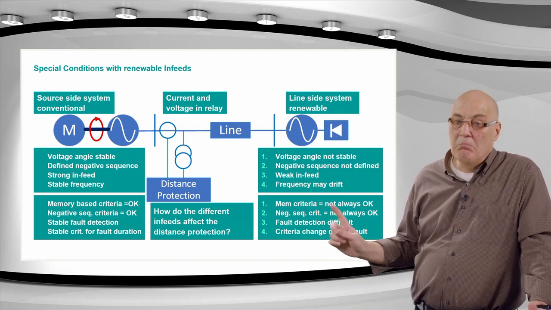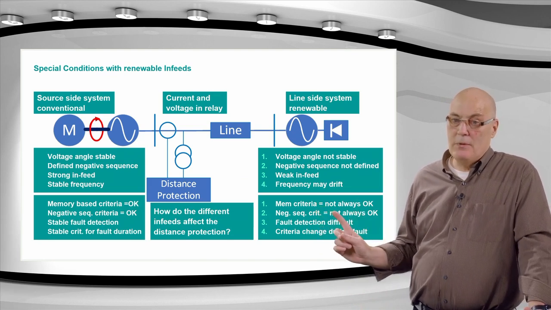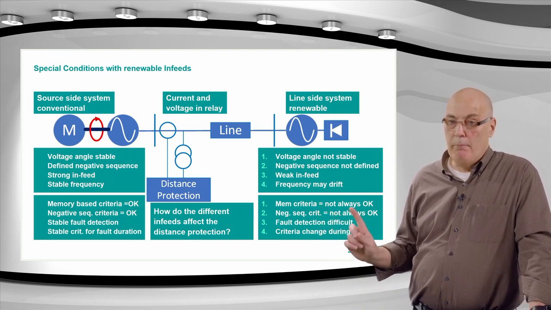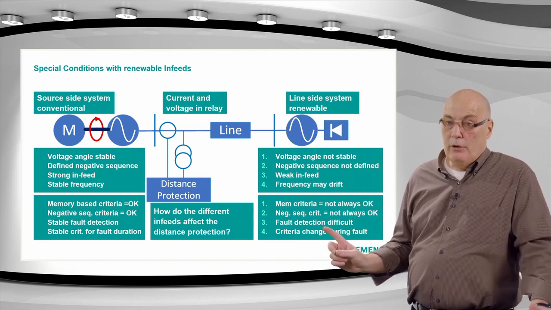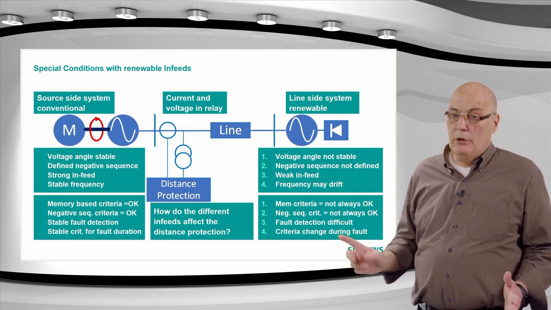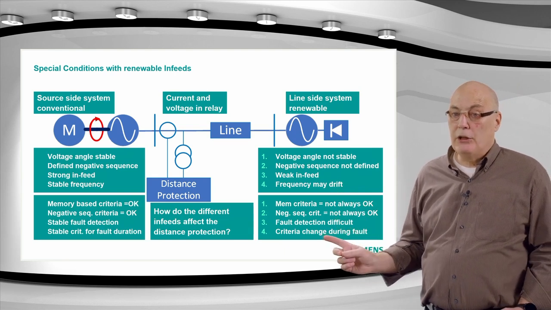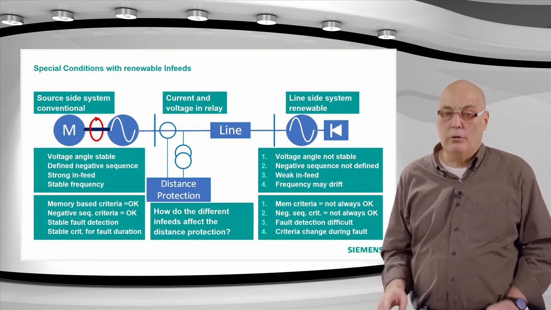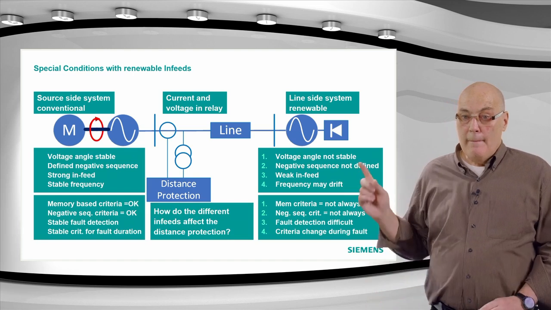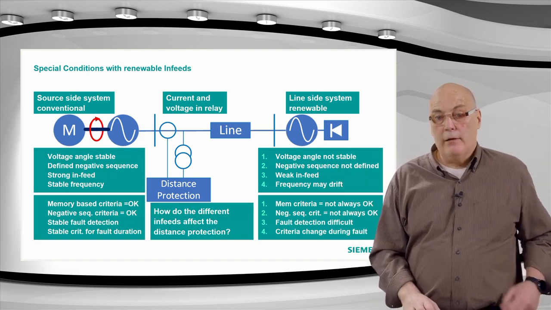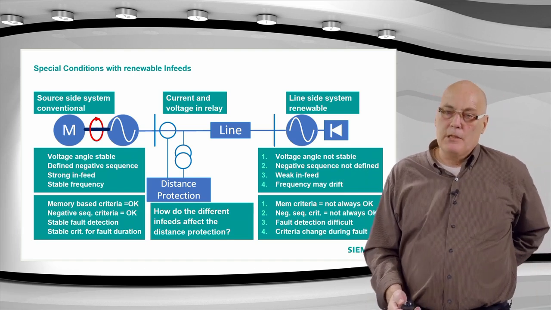So memory direction, not always okay. Negative sequence, not clear what's going to happen because it depends on how the fault ride-through is defined. The fault detection, difficult because it's a weak in-feed condition. The criteria change during the fault. This is really not good. It's changing during the fault. So you can see the renewables can create a lot of difficulty for distance protection in theory.